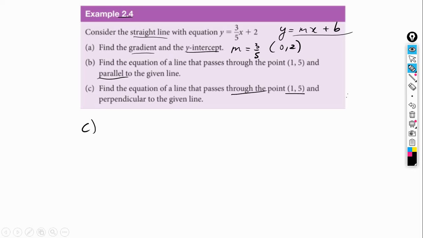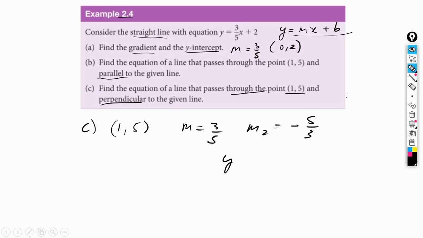So now we do C, and it says find the equation of the line that passes through the point 1, 5 and is perpendicular to the given line. So we still have the point 1, 5, but it's perpendicular to the given line. Remember that if the slope of the parallel lines is 3/5, then the slope that we need, let's call it m2, is going to be opposite in sign and inverse, so -5/3. So now we're ready to use the point slope formula, also known as the gradient point formula.